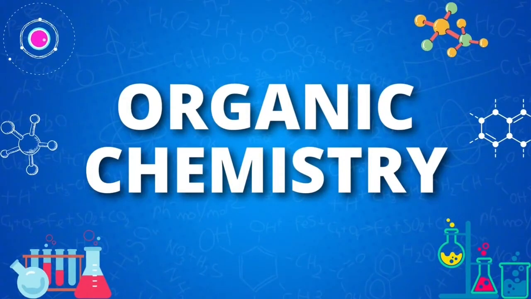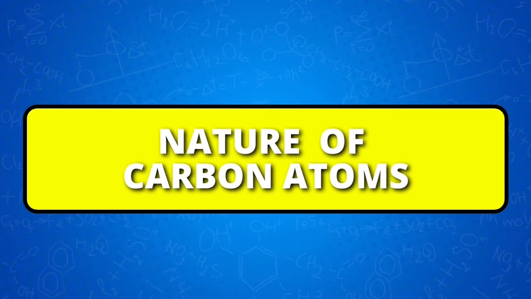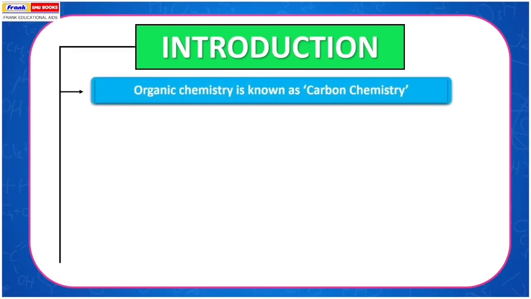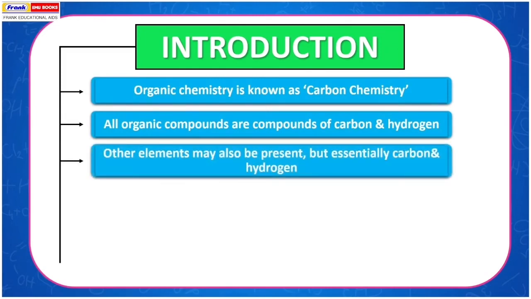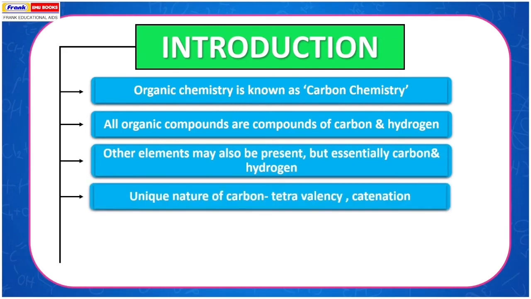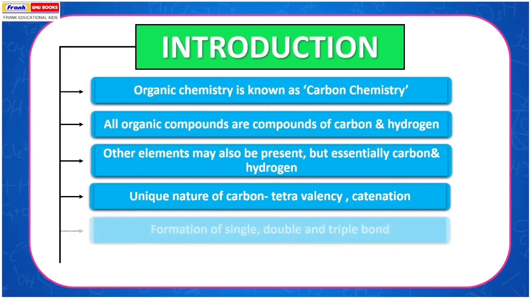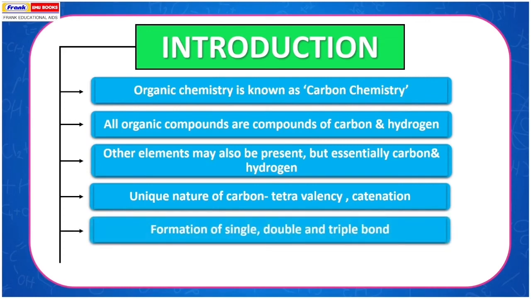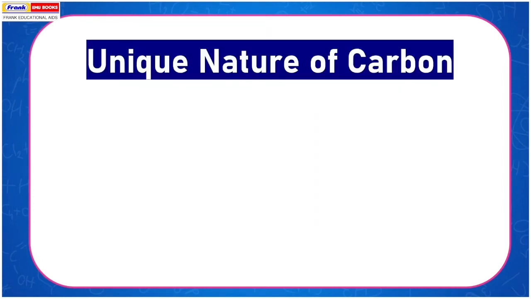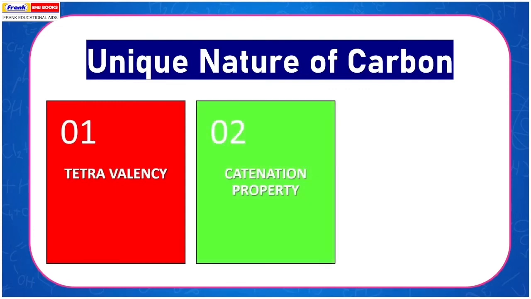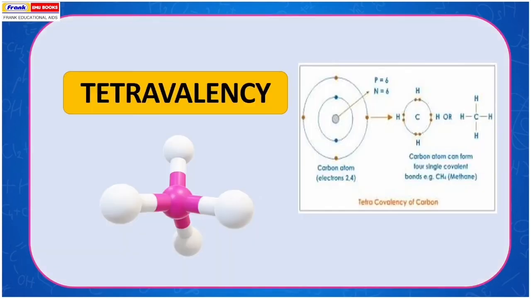Organic chemistry, nature of carbon atoms. Introduction. Organic chemistry is known as carbon chemistry. All organic compounds are compounds of carbon and hydrogen. Other elements may also be present, but essentially carbon and hydrogen. Unique nature of carbon: tetravalency, catenation, formation of single, double and triple bonds, straight chain, branched chain and cyclic compounds, giving numerous compounds.